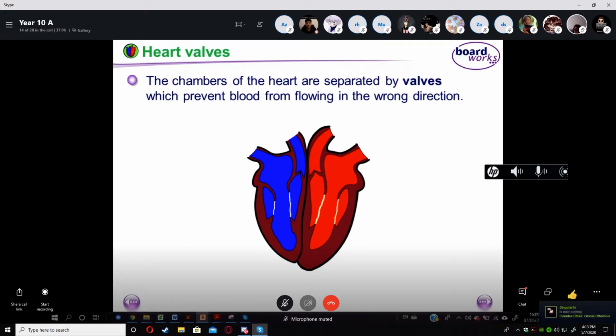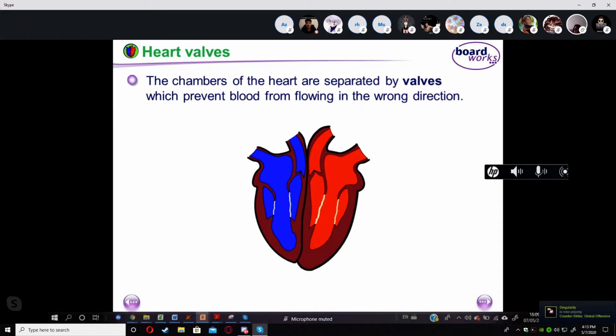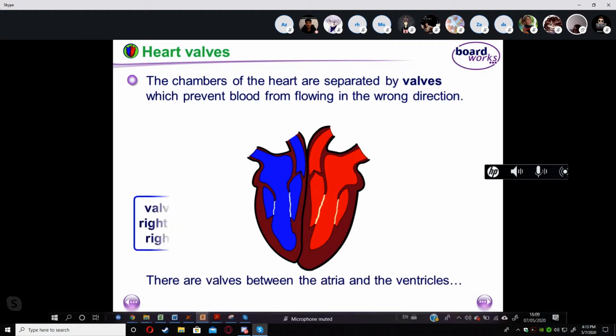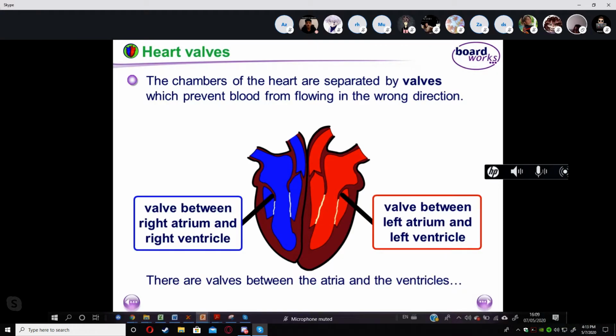Now, the chambers of the heart are separated by walls which prevent blood from flowing in the wrong direction. It only allows the blood to flow in one direction, right? So this is the valve between the right atrium and right ventricle, and this is the valve between the left atrium and left ventricle.